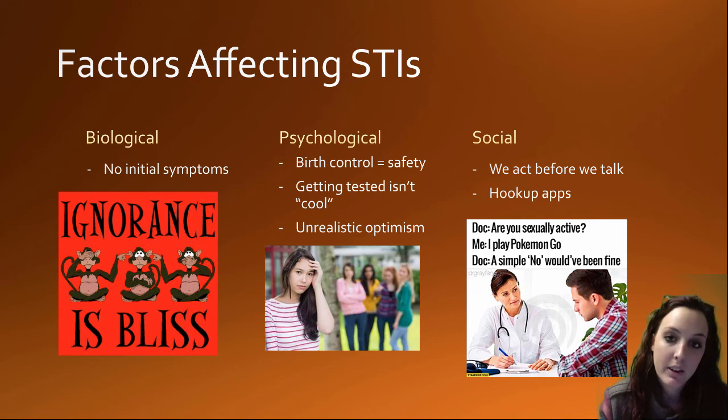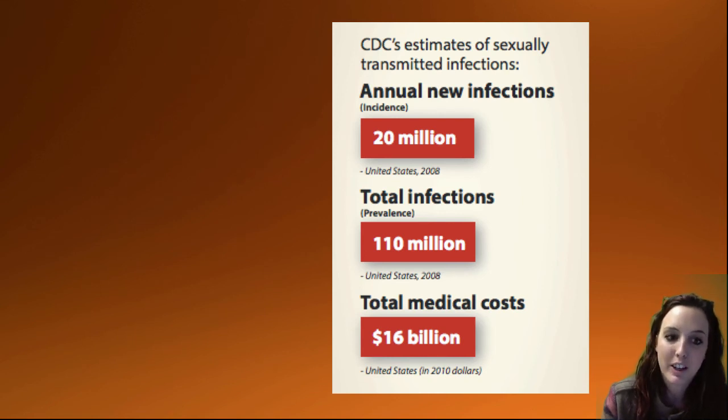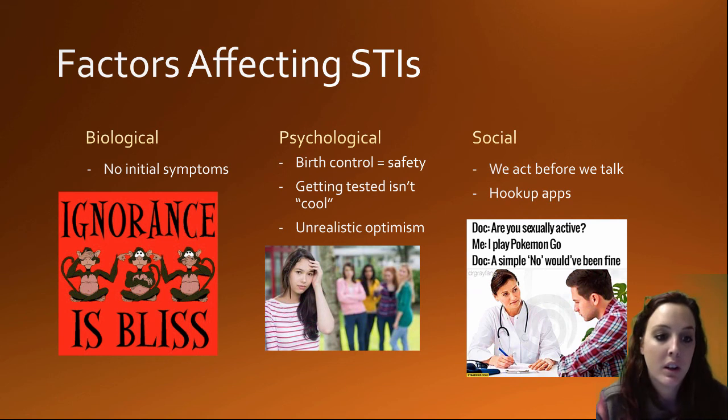We also have unrealistic optimism. That's not going to happen to me. We always think that this is not going to happen to me. But as we learned, based on the prevalence of new infections per year in the United States, it will and it can happen to you, and it will happen to you if you don't take measures to prevent it. Do not be a culprit of unrealistic optimism. Be a realist and understand that sexually transmitted infections are real, and they are a real threat to you if you are engaging in sexual behaviors.